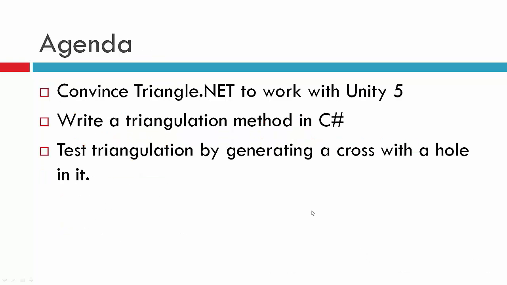So the agenda for this tutorial is to convert Triangle.net to work with Unity 5. Triangle.net has been written for the .NET Framework, I think version 4, which is not compatible with the Unity .NET framework, which is based on 3.5. In a second step, we will write a triangulation method in C#, and in a third step, we test this method we wrote to triangulate a cross, as we have seen in the first slide, but we add a hole to it to see how we add holes to meshes.